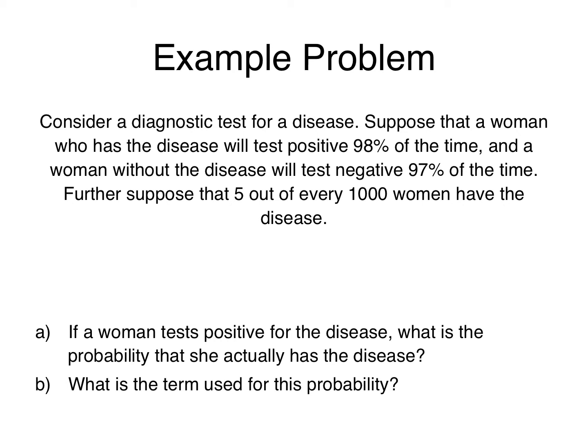So what is this asking for? The given here is testing positive, and we're wondering what the probability is that she actually has the disease. So this question is asking for the positive predictive value. So that answers our question B.